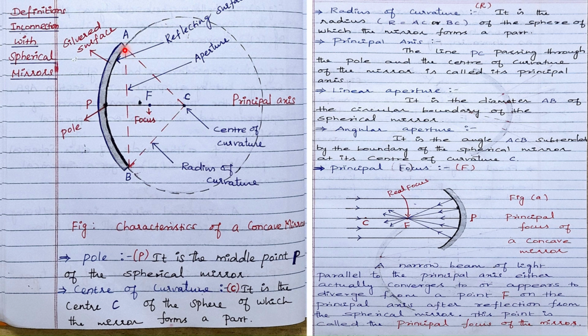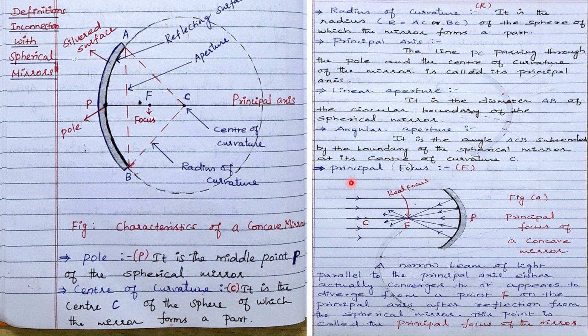Linear aperture is the diameter AB of the circular boundary of the spherical mirror. The next one is angular aperture. It is the angle ACB subtended by the boundary of the spherical mirror at its center of curvature C. So it is called the angular aperture.